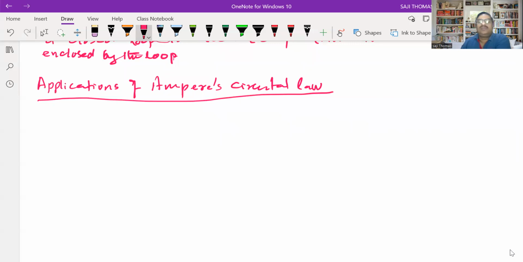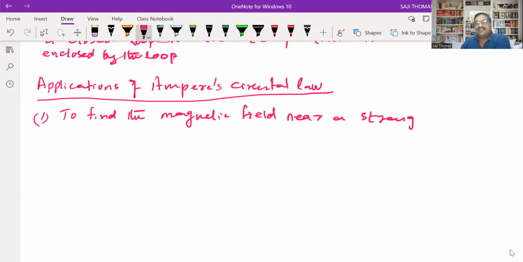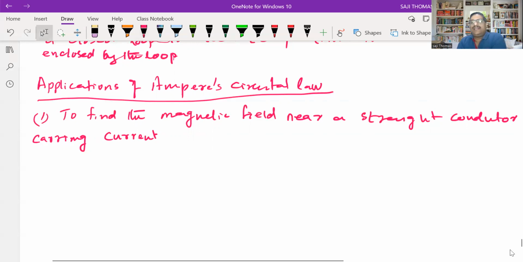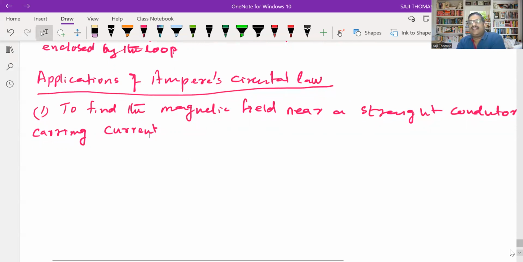Applications of Ampere's Circuital Law. First one, to find the magnetic field near a straight conductor carrying current. You can find the magnetic field near a straight current-carrying conductor. Magnetic field near a straight conductor carrying current.